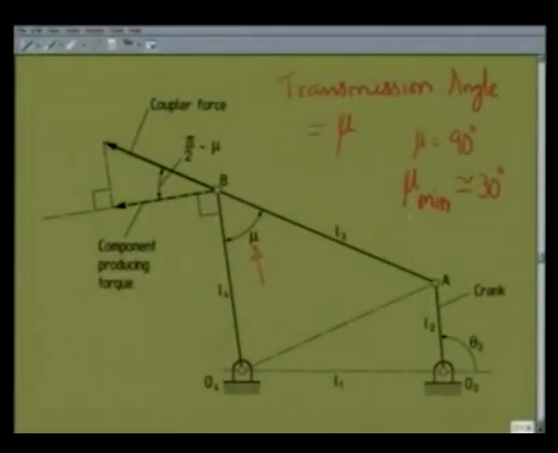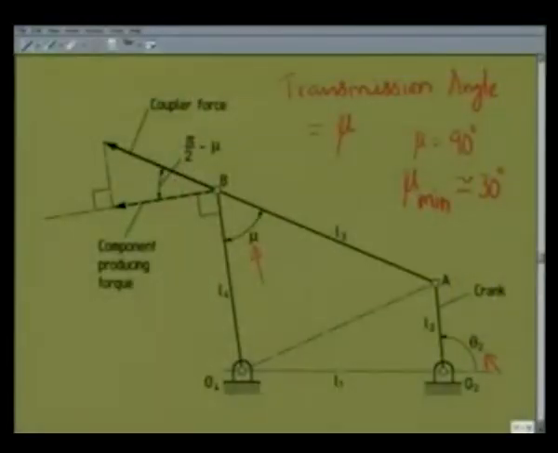Next, we will show, because we are only interested in ensuring the minimum value of mu, that we can find out for what crank position, that is for what value of theta 2, the minimum transmission angle occurs, because this angle mu keeps on changing with the crank position. It depends on theta 2.